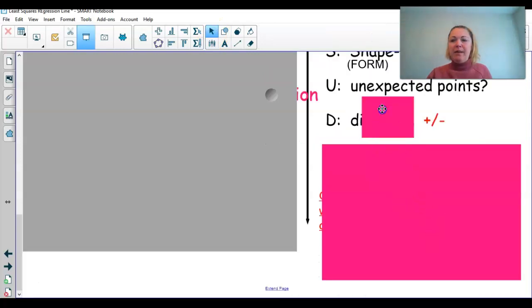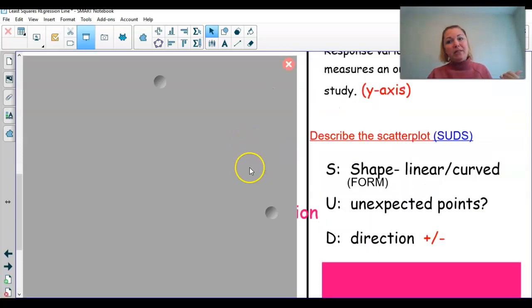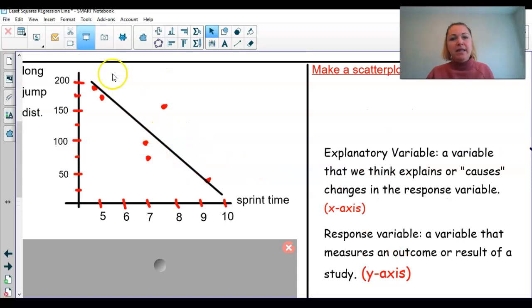The next one is the direction. Is the graph going in a positive direction or a negative direction? Meaning when we read the graph left to right, is it going down or up? We actually call it a positive association. Association means relationship. Or a negative association. And you can see here that we have a negative association with the graph.